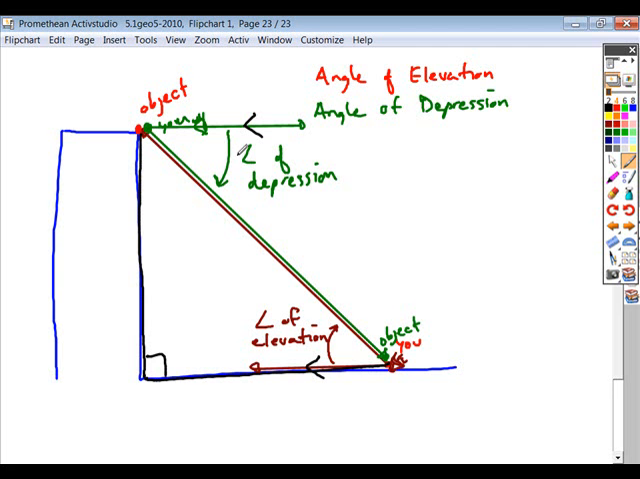All right, any questions on similar triangles or this concept of angle of elevation and depression?